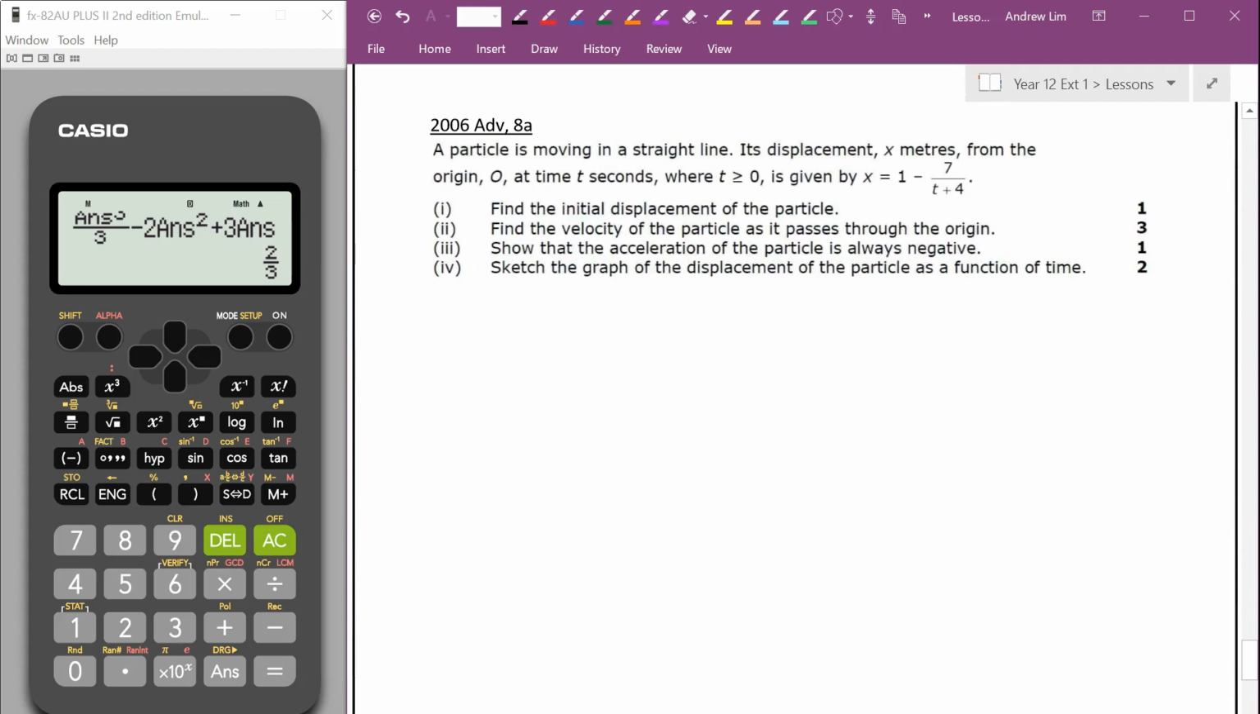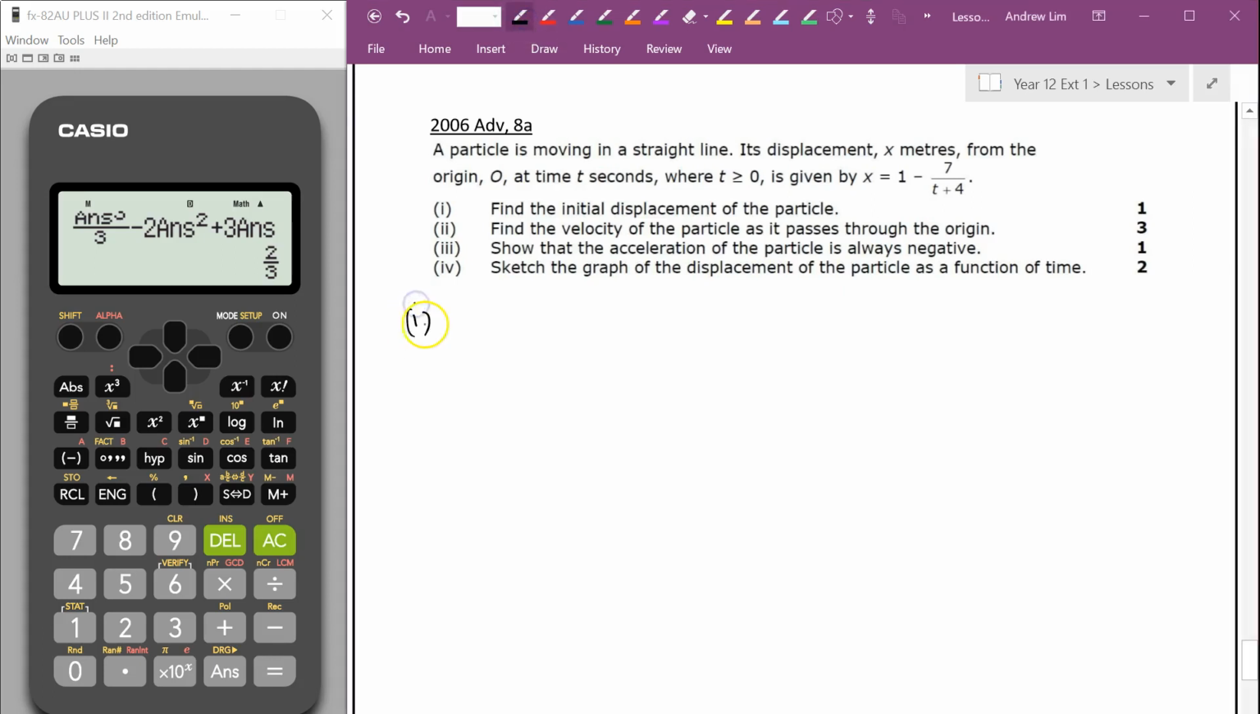Alright, pause the video, have a go with this one. A particle is moving in a straight line. Its displacement, x meters from the origin O, at time t seconds where t is greater than or equal to 0, is given by x equals 1 minus 7 over t plus 4. Find the initial displacement of the particle.